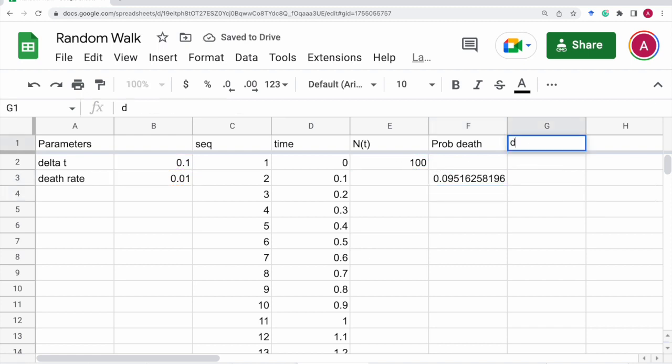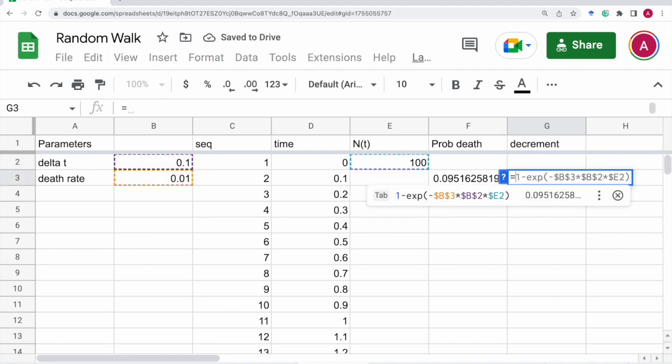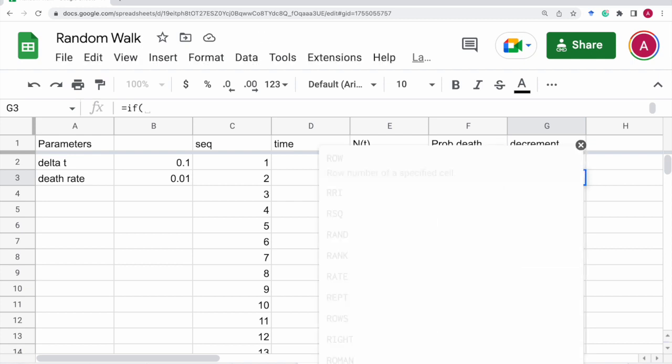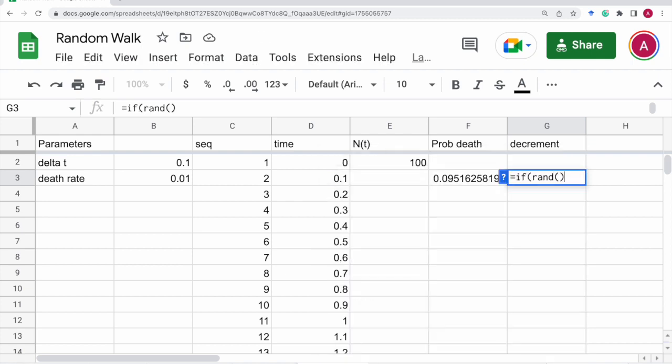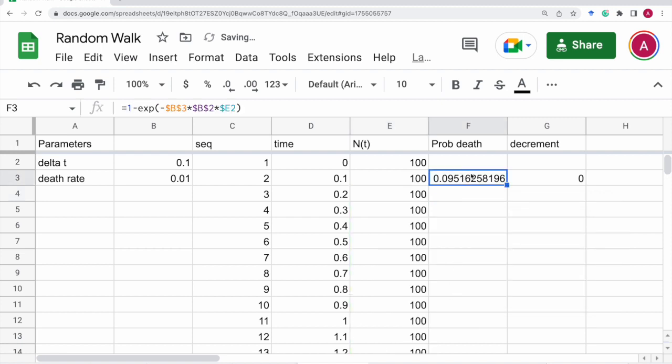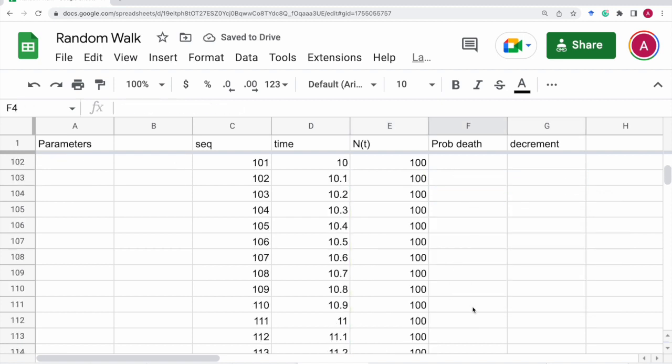And whether to decrement. So this is determined by a random number between 0 and 1. If this is less than this probability, then we decrease the population by 1. Otherwise, the population size stays the same. And then we set the current population size, that is the sum of the previous population size plus the decrement. Okay, so let's copy these two columns all the way to 1000.